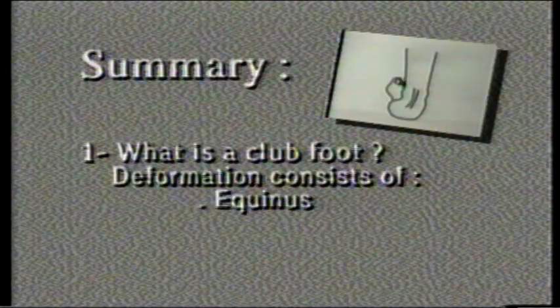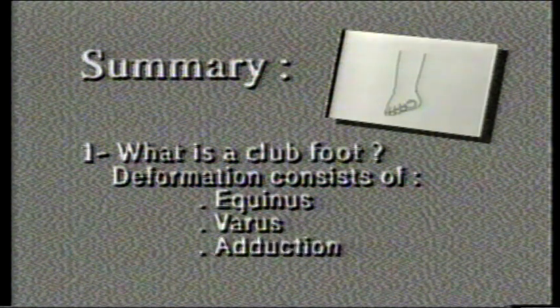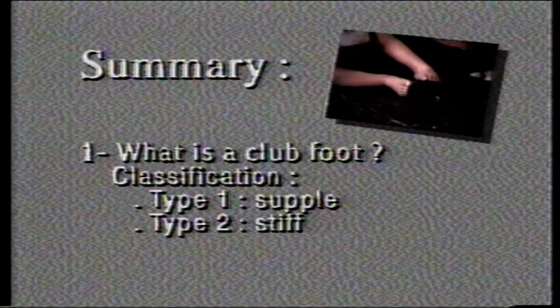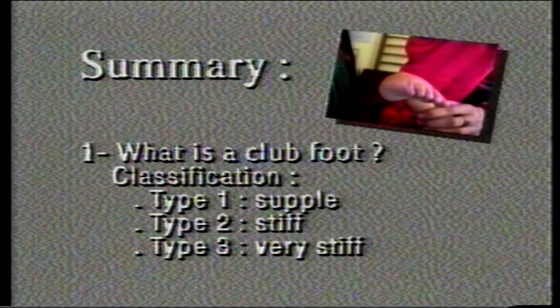What is a clubfoot? A clubfoot is a congenital malformation of one or both feet. The resulting deformation most frequently consists of Equine-Varus, adduction of the forefoot, inversion. The clubfoot can be classified in 3 types according to how reducible it is. Type 1, supple. Type 2, stiff. Type 3, very stiff or irreducible.